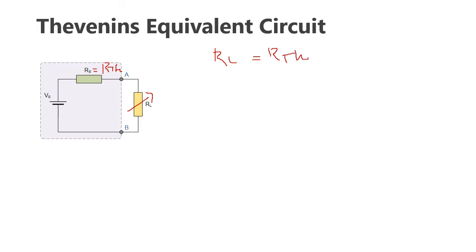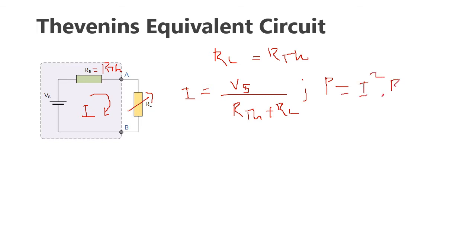Now again we can use the Thevenin's current equation to obtain the current. Here the Thevenin's loop current I can be derived as VTH over RTH plus RL, where VTH means Thevenin's voltage. Here Thevenin's voltage is Vs, so directly we can write Vs over RTH plus RL. In the same way we can obtain the equation for power. The power will be equal to I squared into RL.